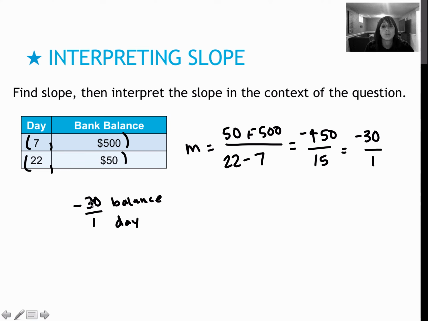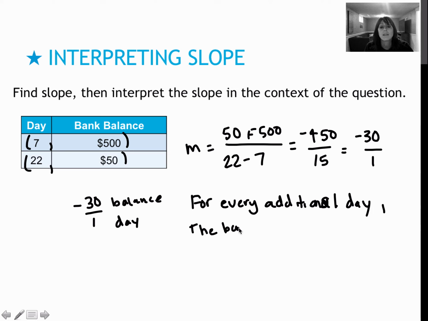So now I'm going to interpret the slope. For every additional day, again, that's using the x on the bottom, which is positive. For every additional day, sorry, I wish I had an eraser. For every additional day, the bank balance decreases by $30. So for every additional 1 day, so as this increases, the balance decreases by $30.